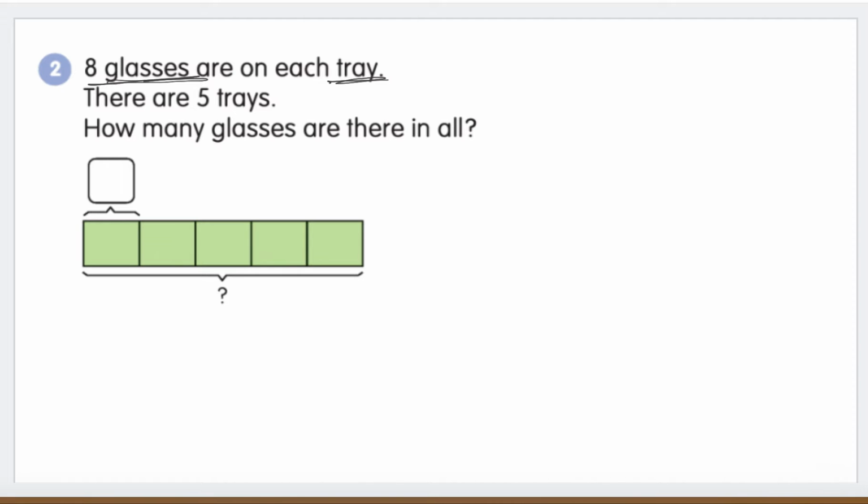Now let's add in some numbers. There's going to be 8 glasses and there's 5 trays. Well, I don't want to put trays on glasses, but I could put glasses or cups on a tray. So I'm going to determine that the glasses are what's in each. And the trays are going to be those equal groups. I'm sensing multiplication here again.